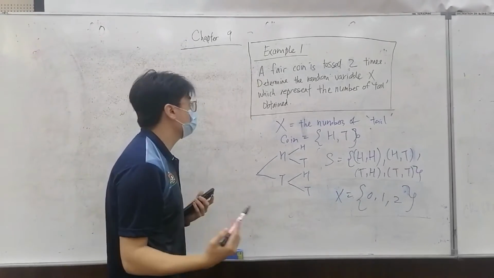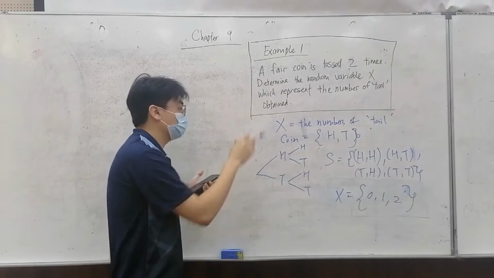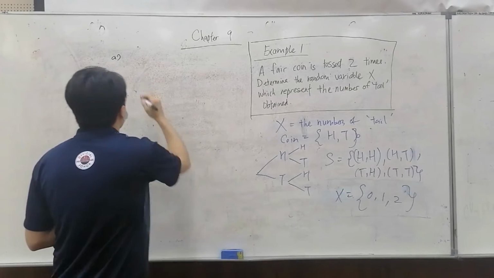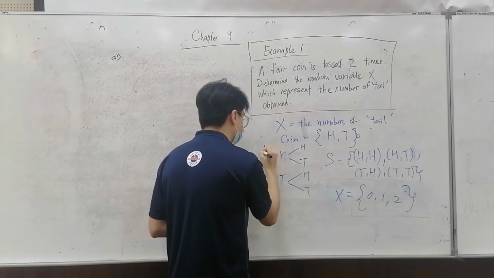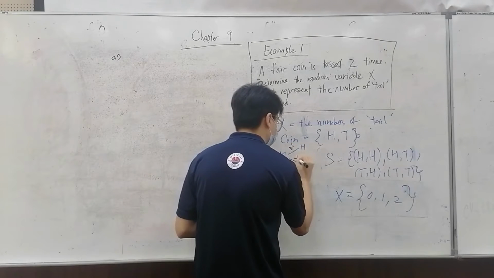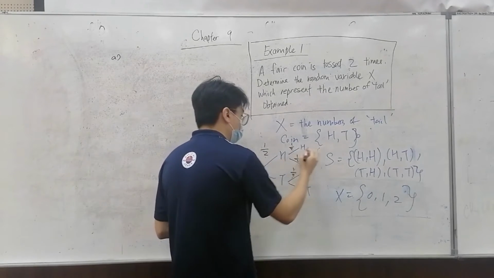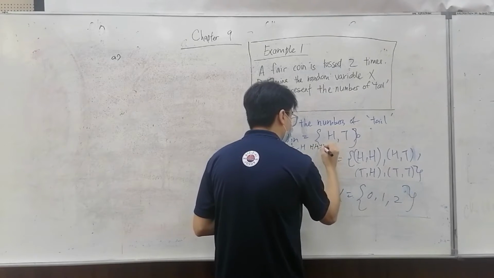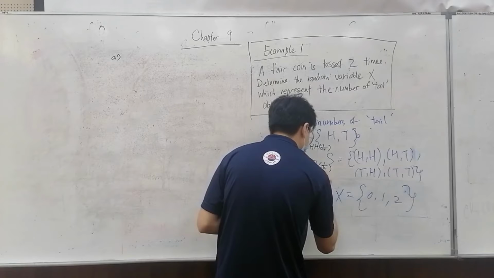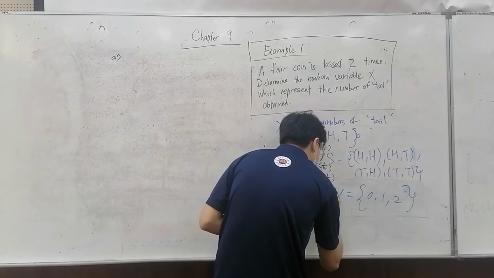For example 1, like the previous power leader said, this is a discrete random variable. How can we show that it is a discrete random variable? First, we need to know that the probability of getting a head is 1 over 2, and the probability of getting a tail is also 1 over 2. So the probability of getting HH is 1 over 4. HT is also 1 over 4. TH is also 1 over 4. And TT is also 1 over 4.